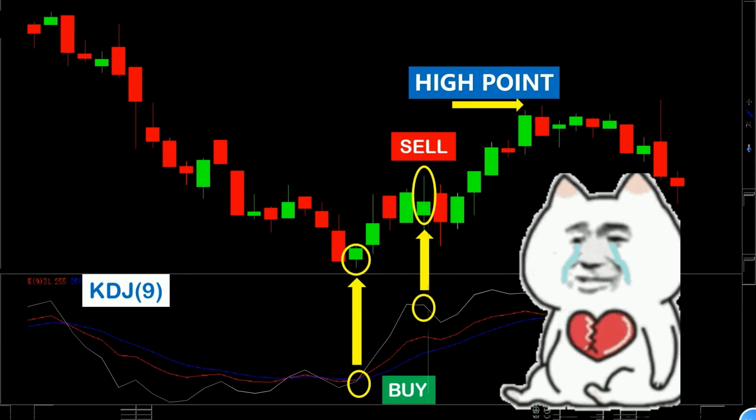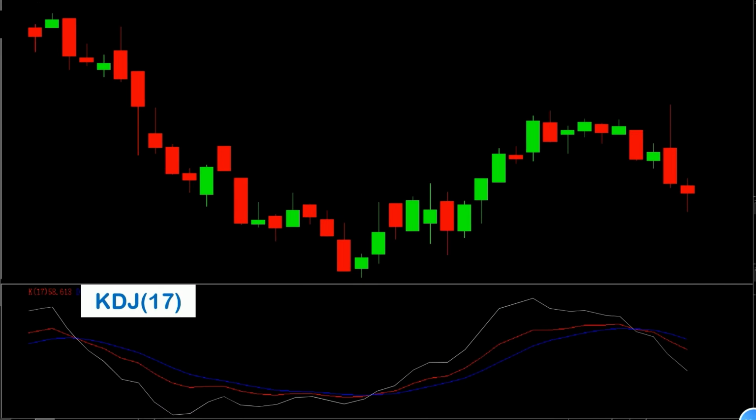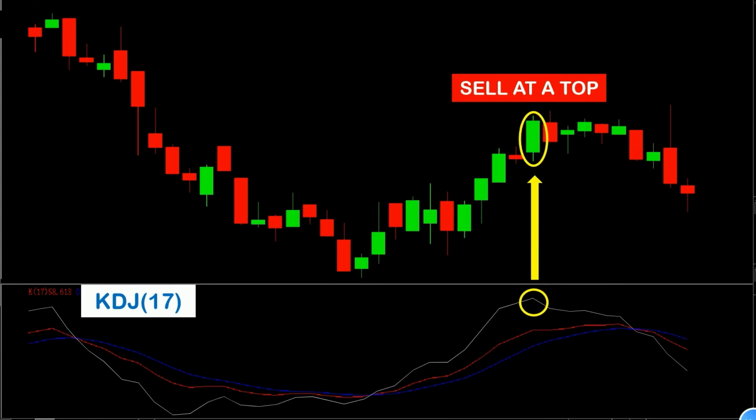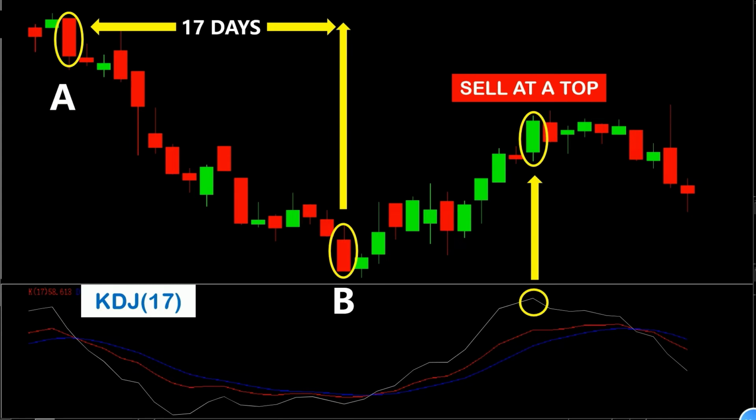Heartbroken again? Don't worry. If here we change the parameter to 17, you could see that we can sell at the top. Then how could I know 17 is the right parameter? Because it's 17 days between A and B. Then why are the days between those 2 points the right parameter of KDJ?